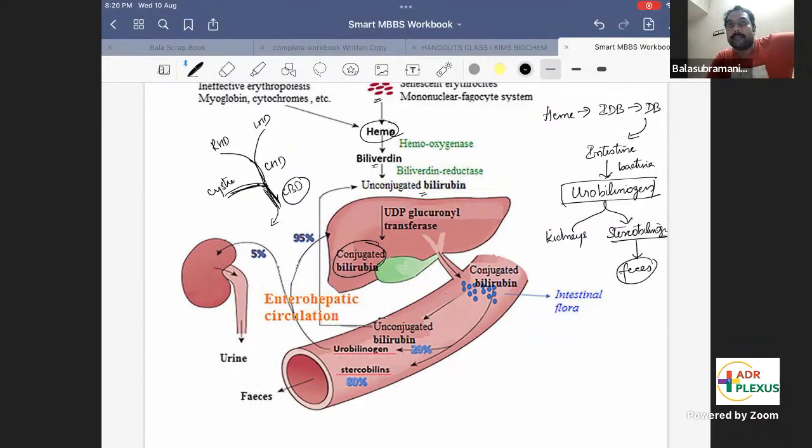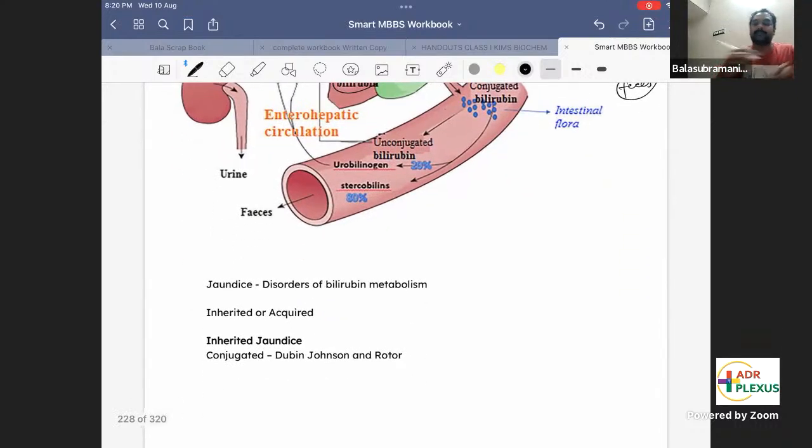So the breaking down, conjugation, direct bilirubin entry into the intestine, in the intestine converted to urobilinogen, and the urobilinogen can be directly excreted in the urine, or it can be converted to stercobilinogen and go to the feces. Okay. So now, I told you about the jaundice.